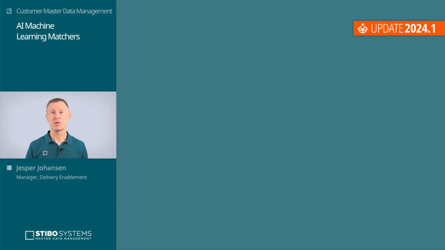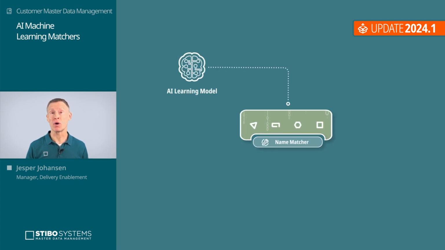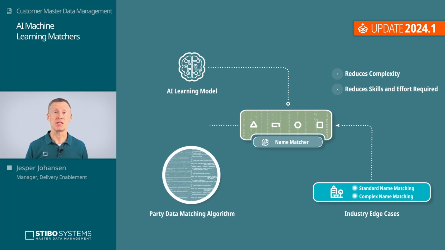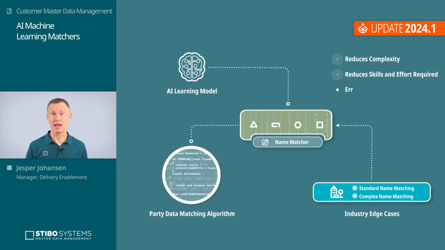In this release, Stibo Systems provide a fully mature and ready-to-use name matcher using a pre-trained machine learning model that has captured industry standards and complex name matching edge cases. This reduces complexity and thus reduces the skills and effort required when configuring and tuning matches as part of the establishment of a party data matching algorithm. Also, the possible introduction of unwanted errors can be eliminated.